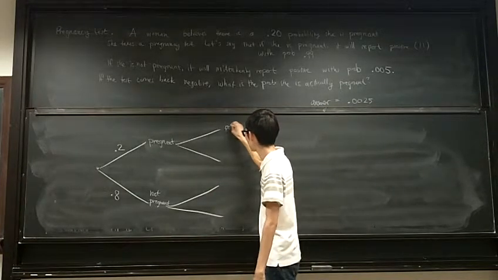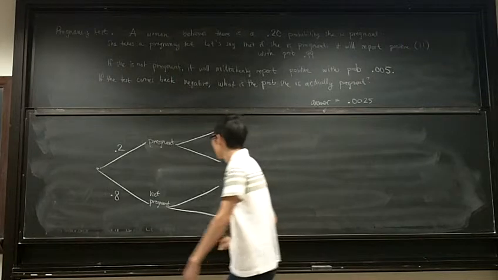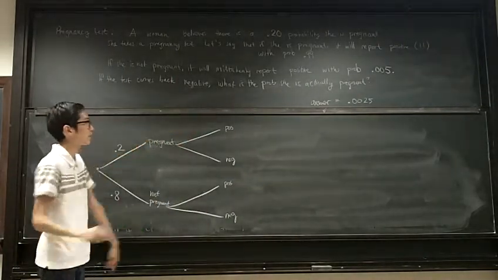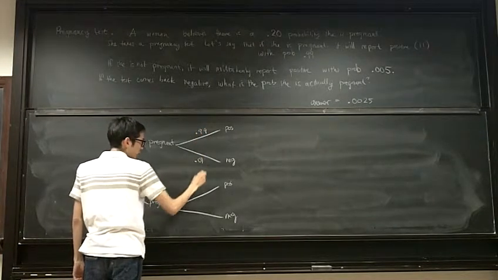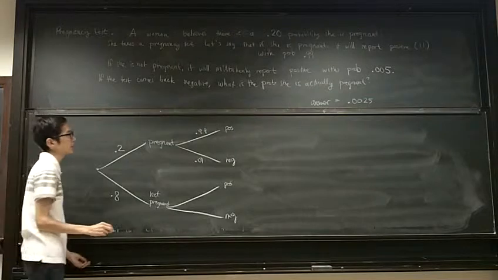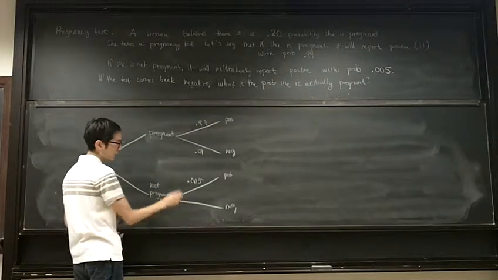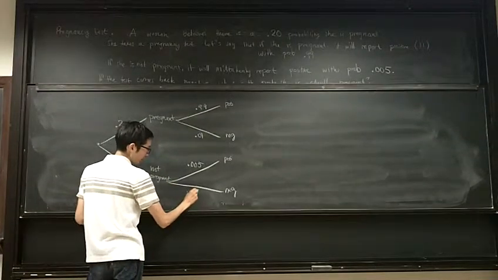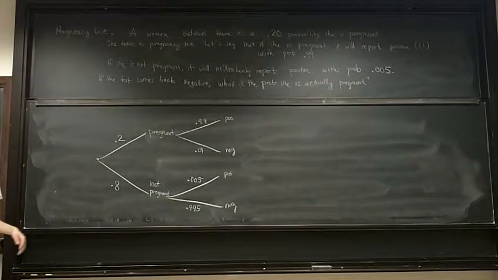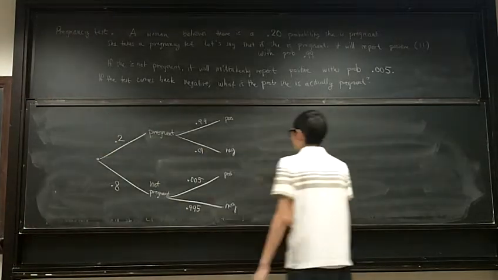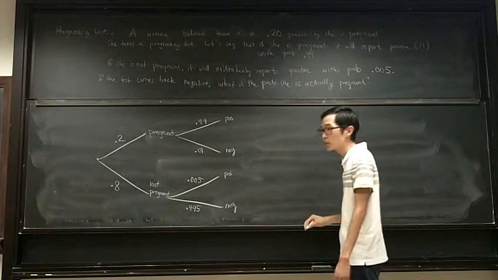Okay, so then the test can be positive or negative. So if she's pregnant, what's the probability of getting positive? 0.99. And probability negative? 0.01. And if she's not pregnant, what's the probability that it gets positive? 0.005. And probability of negative? 0.995, not 0.95. Okay, there's a huge difference between 0.995 and 0.95. So if the test comes back negative, what's the probability that she is actually pregnant?